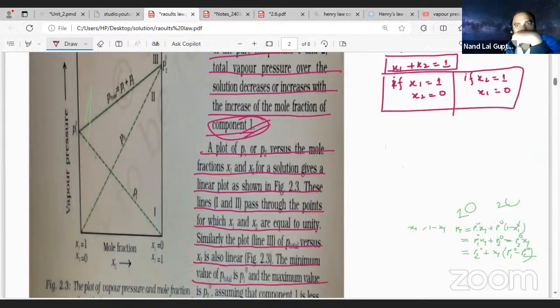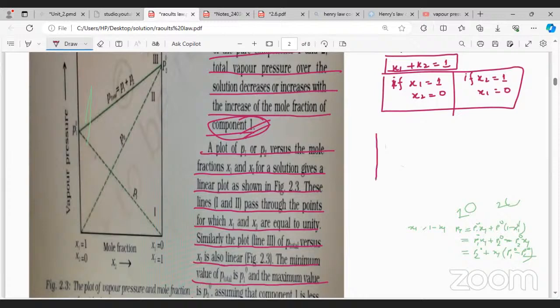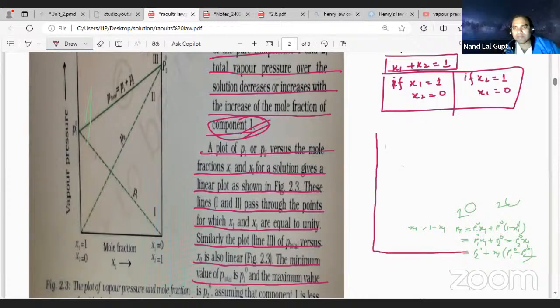Because the total is 1, if x1 is considered to be 1, then the other will automatically become 0. Now they are saying that vapor pressure is linearly related to the mole fraction of the second component, the solvent. So here x1 is equal to 1, so x2 is going to be 0. And here x2 is equal to 1, so x1 is equal to 0.